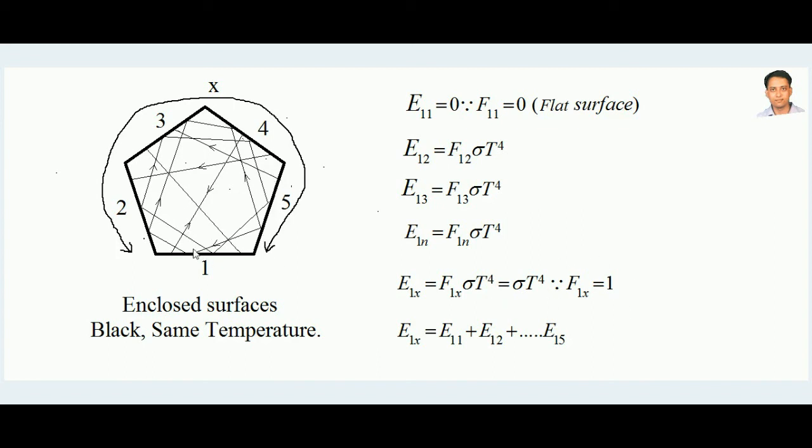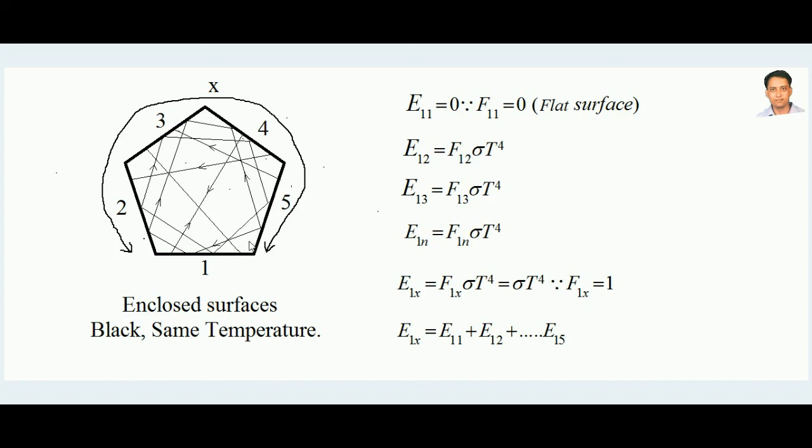Whatever radiation comes out from surface 1 will ultimately be absorbed by all these surfaces, which we are naming collectively as X. So F₁x will be 1. If surface 1 is emanating 100 units, all those 100 units are absorbed by these 4 surfaces. So we can say F₁x equals 1, and ultimately E₁x will be equal to sigma T to the 4 itself.